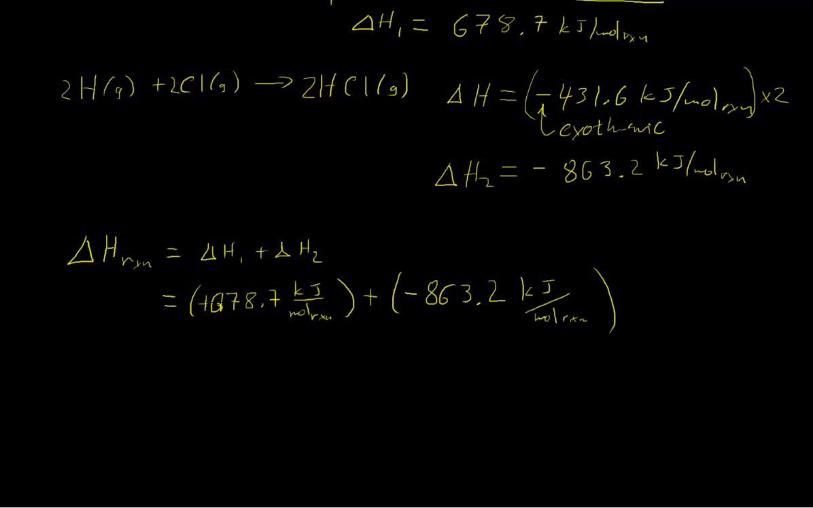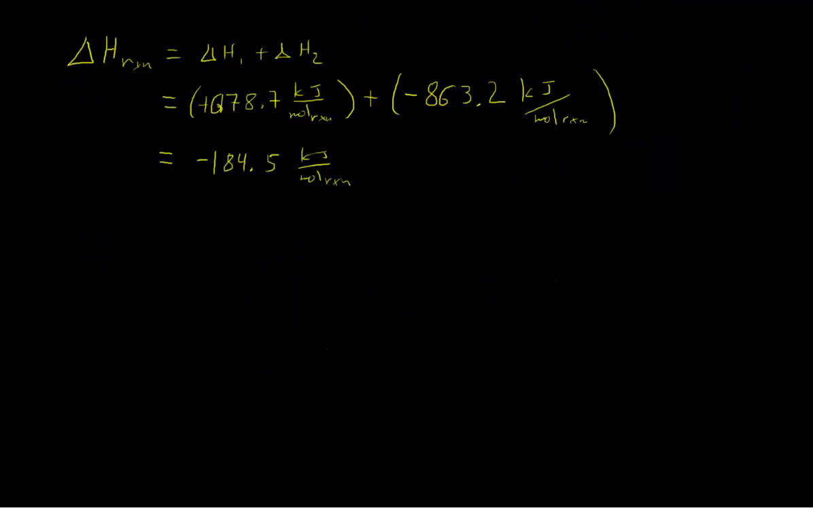Okay, so when I take 678.7 plus a negative, that's the same as subtracting. So this number is larger in magnitude and negative, so that's going to give me a negative number overall. So if you type this into your calculator, 678.7 plus a negative 863.2, you'll get negative 184.5 kilojoules per mole of reaction. So let's look at that on an enthalpy diagram, just to think about what all is going on here.